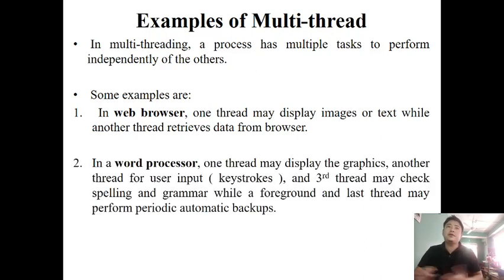Another example: all of you must have typed in Windows Doc. Maybe you are writing an application, or some code, or some paragraph. While writing, you must have noticed that whatever you type on the keyboard is displayed in the word application. Simultaneously, in the background, it checks the spelling, and if there is any spelling or grammatical error, it marks it with red color. Those are the examples of the word processor, such as Microsoft Office Doc, MS Office.